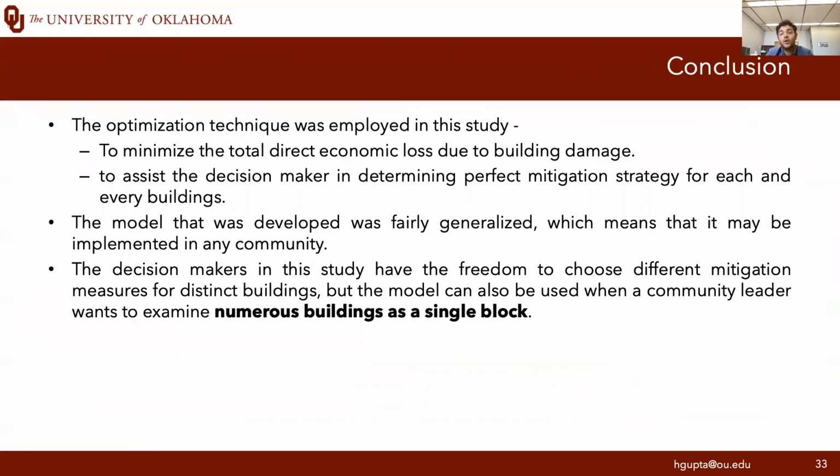And in conclusion, I want to mention that this model is formulated in a more generalized way, so it can be implemented in any community subject to the availability of the data. Additionally, in this study, I allotted a mitigation strategy to each building, but this model is flexible enough to use for a building block. I mean, if a user wants to consider a few buildings as a single block and allot a certain mitigation strategy, the model will still work for them.